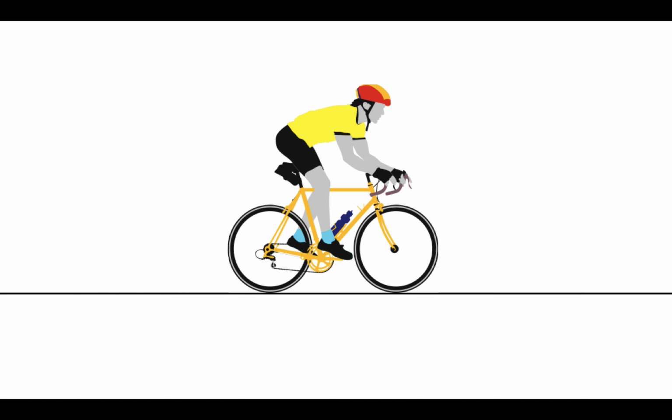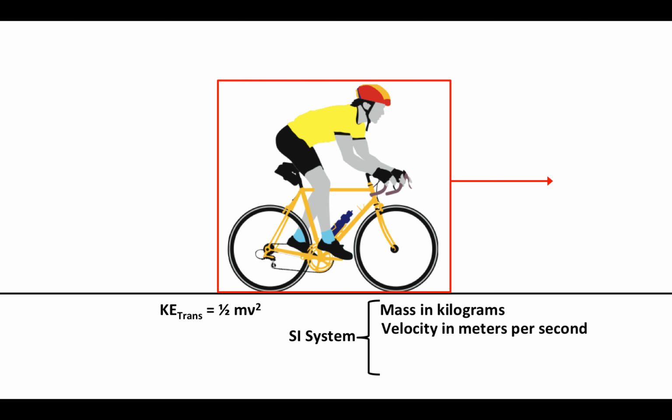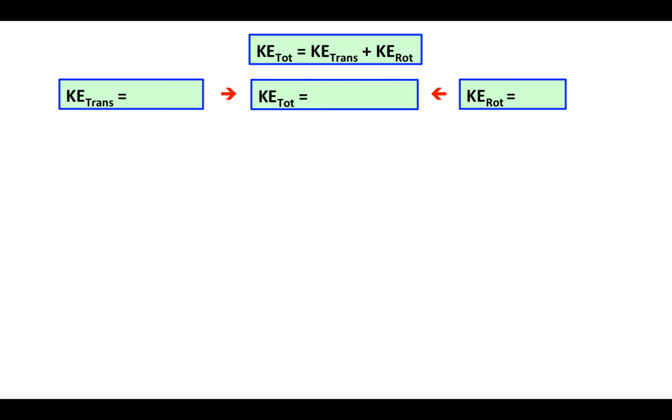In looking at this figure here, the translational kinetic energy is given by this expression, 1/2 mv squared, and in the SI system, mass is in kilograms, velocity is measured in meters per second, kinetic energy is in kilogram meter squared per second squared, and 1 kilogram meter squared per second squared is 1 joule. So our term on the left becomes this, where B stands for bicycle and C for cyclist.